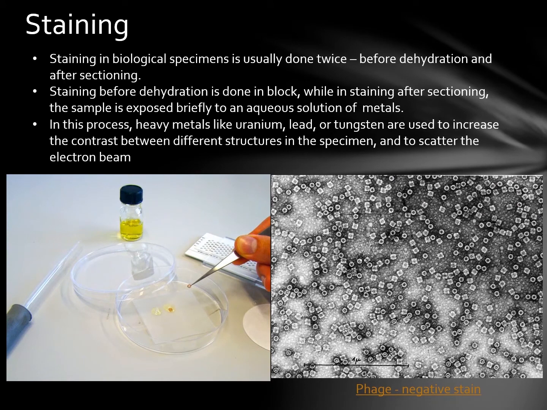So staining is a very crucial part of preparing your samples, especially biological samples, so you can have an improved contrast and see everything you wish to see in your sample. Staining in biological specimens is usually done twice, like we mentioned, before dehydration and after sectioning. Staining before dehydration is done in block, while in staining after sectioning, the sample is exposed briefly to an aqueous solution of metals. In this process, heavy metals like uranium, lead, or tungsten are used to increase the contrast between different structures in the specimen and to scatter the electron beam.